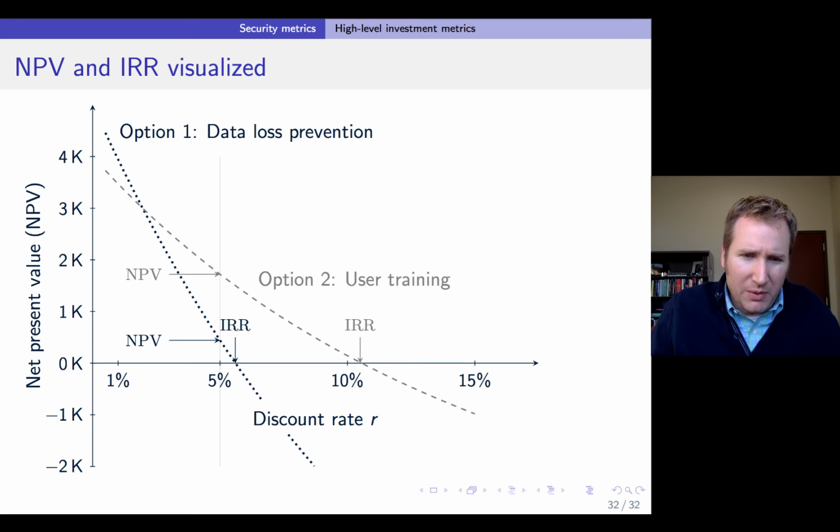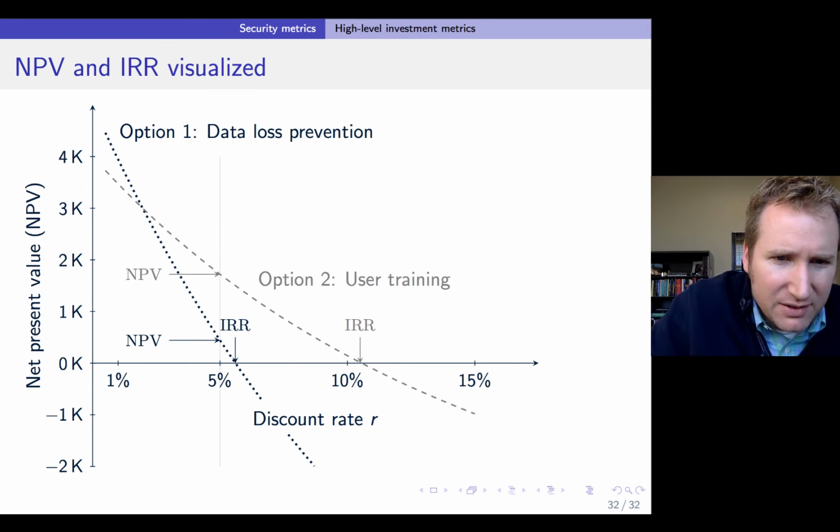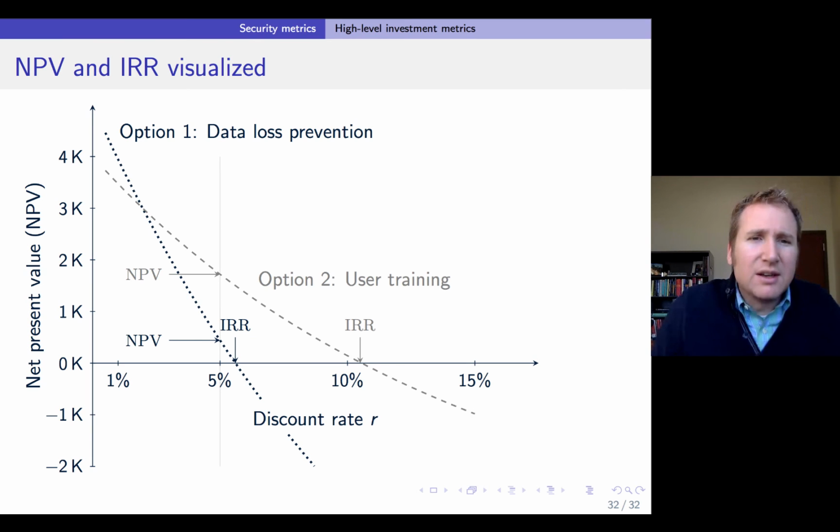But what we can see here is the circumstances in which option 2 is going to perform better. Essentially, it's everywhere, so long as the discount rate exceeds about 2%. It looks like it's only when the discount rate is very low that it makes sense to invest in infrastructure.